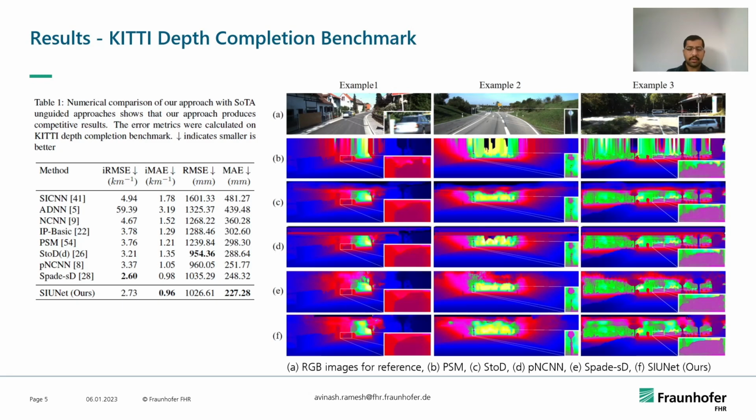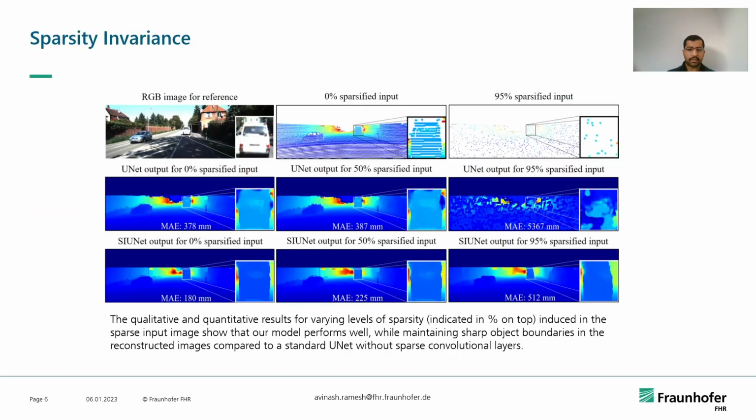Here, I present the results of our approach evaluated on the KITTI depth completion benchmark. It shows that our network produces state-of-the-art results with respect to MAE and iMAE metrics. On the right side, the close-up views of our method show the sharpness along object boundaries and the structural correctness. Depth bleeding can be observed in the reconstructions of other methods.